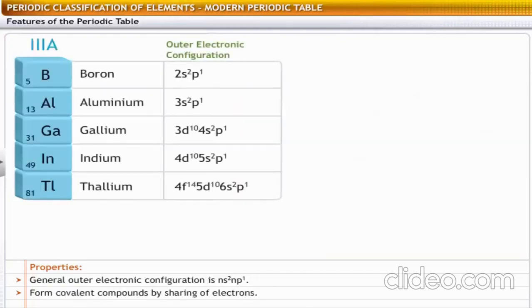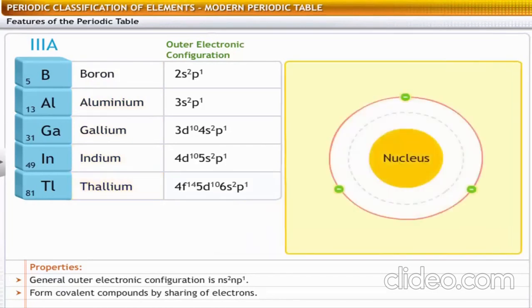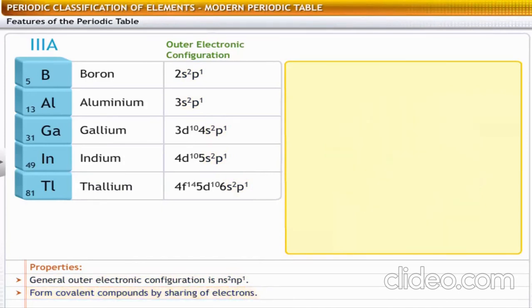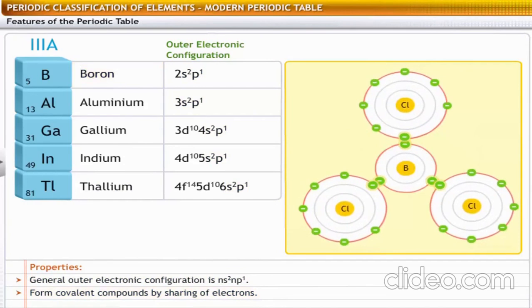The next group is group 3. The elements in this group are boron, aluminium, gallium, indium, and thallium. Group 3 elements have 3 valence electrons. Hence, their general outer electronic configuration of atoms here is Ns2Np1. These elements form covalent compounds that are formed by mutual sharing of electrons. For example, boron trichloride is formed by the sharing of 3 electrons between boron and chlorine.